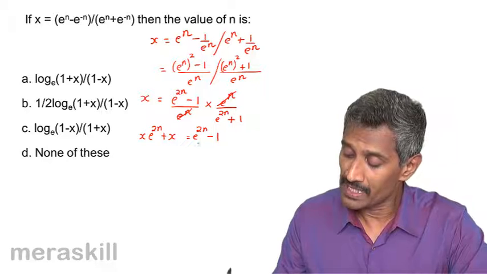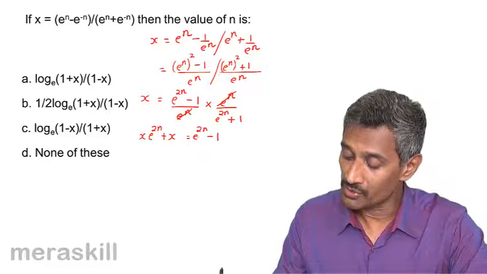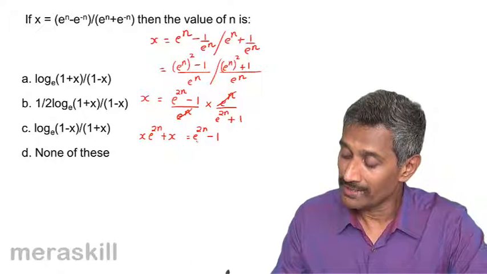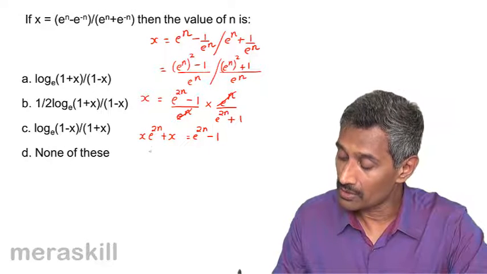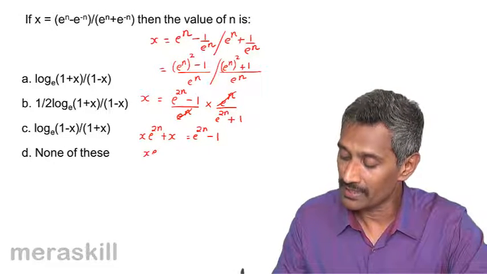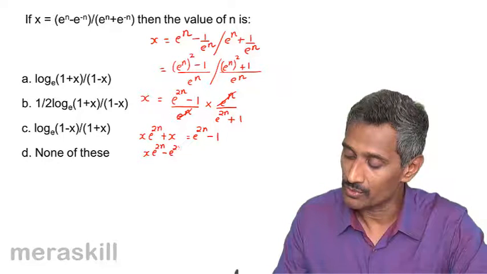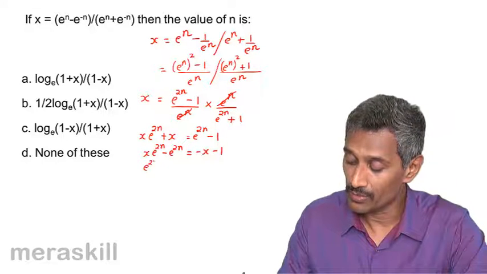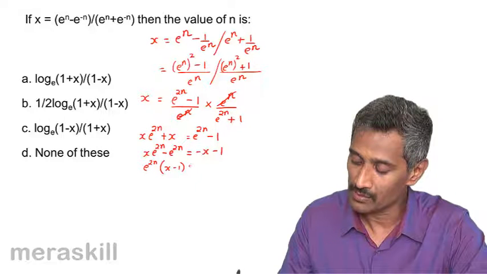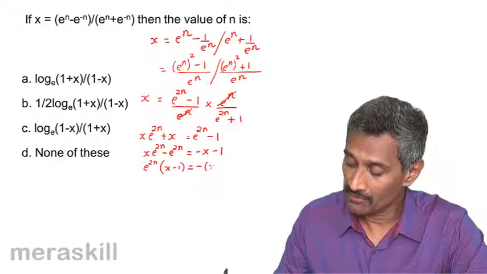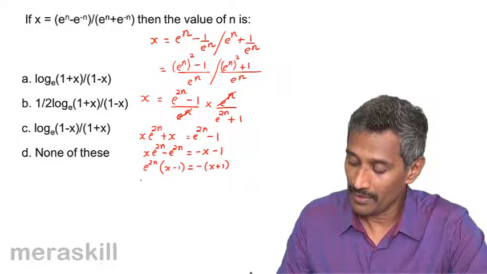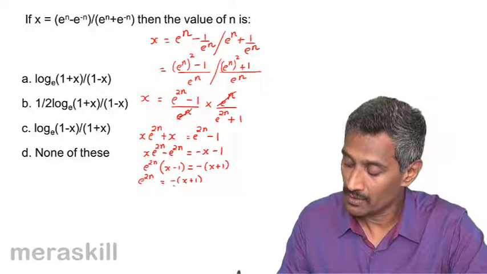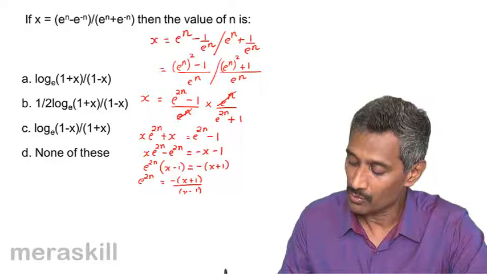Now, if you see, we need to collect all these terms together. Among the various options, you have log of all these things. So in that case, we need to collect all the e raised to 2n terms. So this becomes x e raised to 2n minus e raised to 2n is equal to minus x minus 1. We can take e raised to 2n common and you get x minus 1, minus of x plus 1. Hence we get e raised to 2n is minus of x plus 1 upon x minus 1.